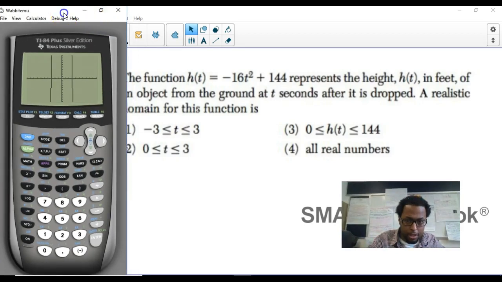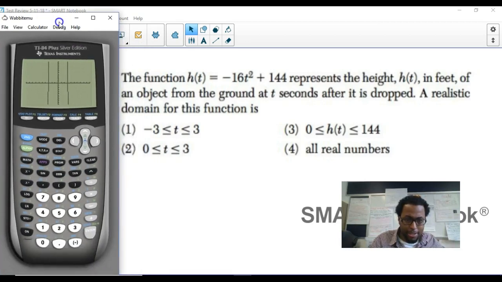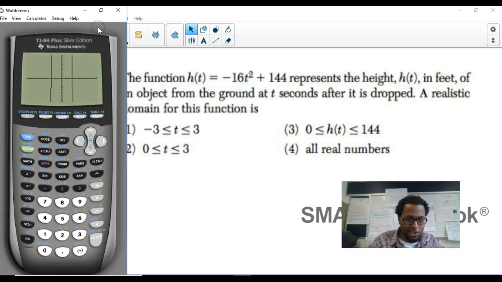But the function asks for the height in feet of an object from the ground at t seconds after it is dropped. Okay. So we're looking at seconds here, guys, and we usually typically start seconds where? At 0. Okay. If this is going to be the ground for the domain, let's count. 1, 2, boom. So it hits the ground at 3 seconds.